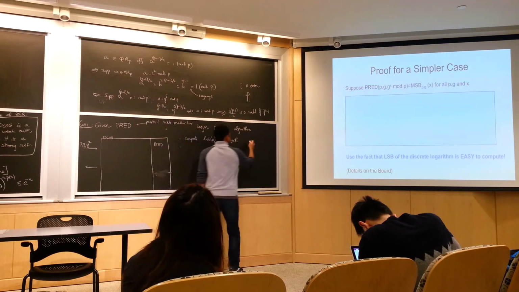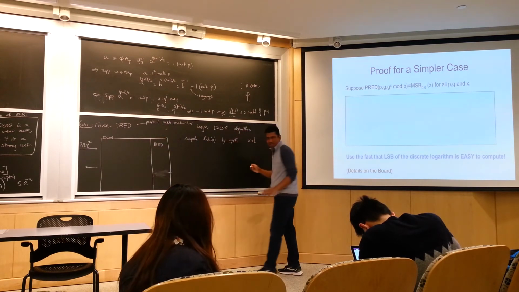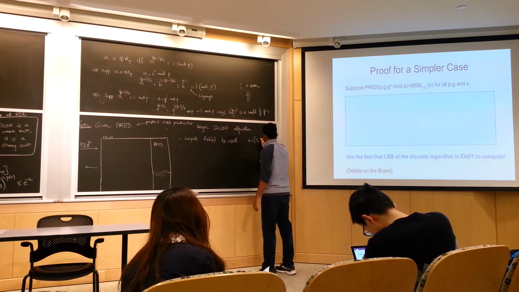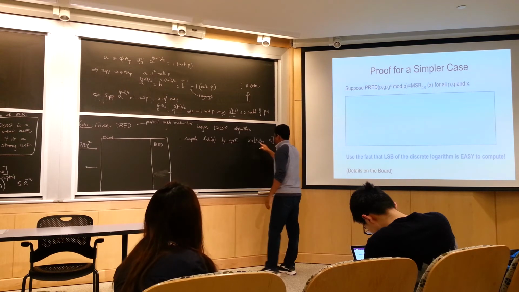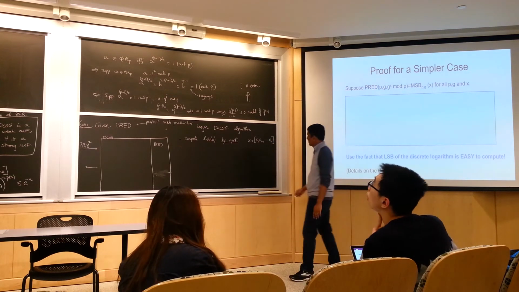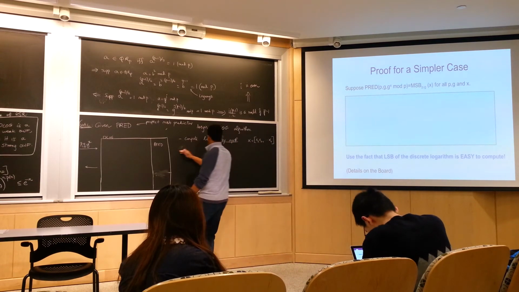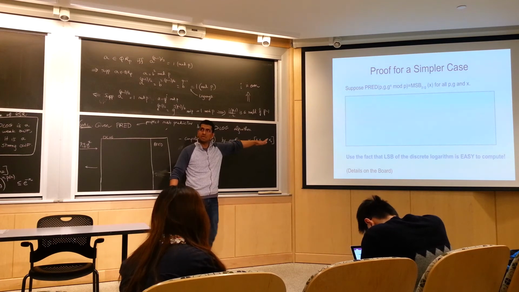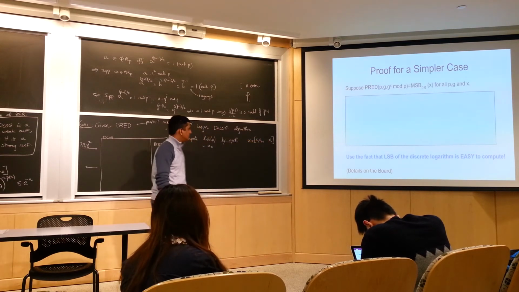All right, so let's write x in its bit representation: x_{k-1} up to x_0. These are the bits, and k is roughly log p. So I just computed x_0. Now what do I do?